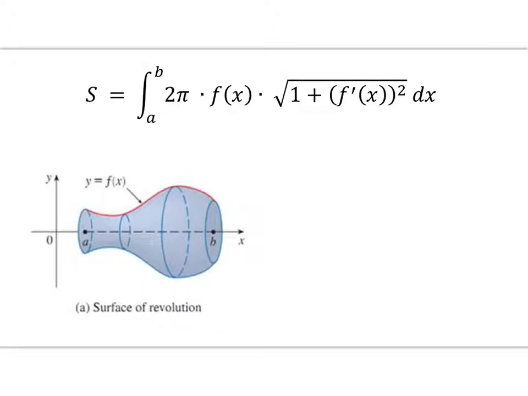So in terms of calculus, my radius here is the function in terms of x times my arc length. So we have that formula for arc length here, which is the square root of 1 plus the derivative squared dx. And we're integrating from a to b.